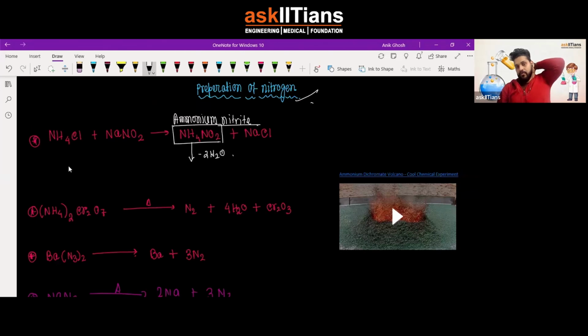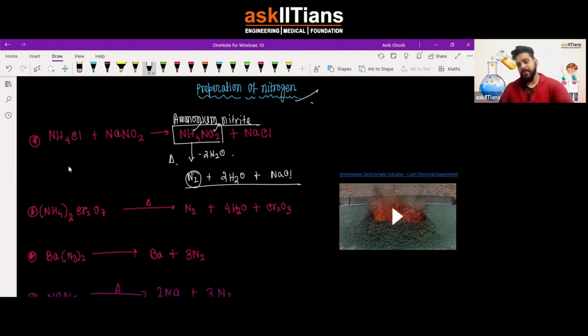Then what would it become? 4 hydrogens are gone, 2 oxygens are gone. It would become N2 now. This is how you can get nitrogen by just heating ammonium nitrite.